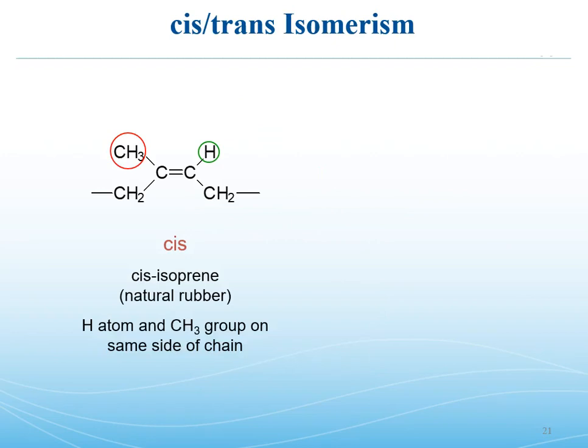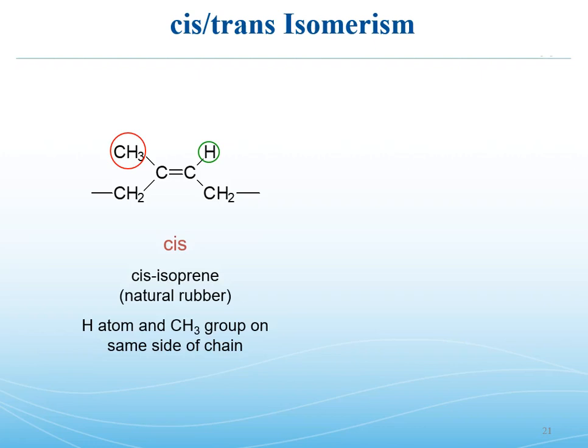Okay, isomerism, again, chemists will probably have seen this before, cis-trans. Biochemists, this is definitely big in the biochemistry world. And this is important for rubber polymers, the isoprenes, and this is polyisoprene, which is a natural rubber.